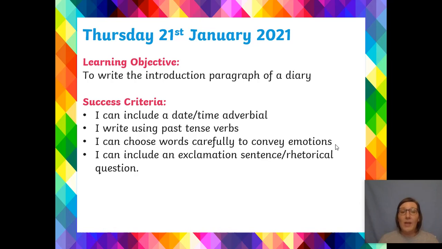You're going to be using past tense verbs. Remember, it's already happened. You are writing a recount of what's happened. You are not writing about what is going to happen. You're writing about what has already happened. So it's in the past.